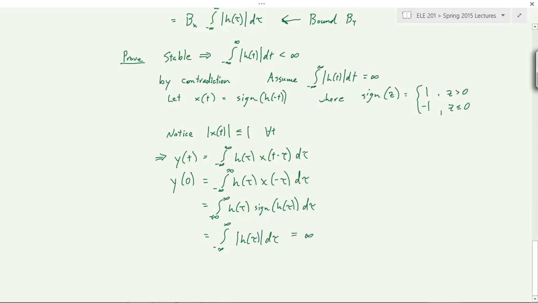Okay, so there we've given an example of how you can make this thing blow up. It's kind of a very instructive example. It says, if you have some h that doesn't sum absolutely, you see how you can get an input signal that collects all of the impulse response coherently at one point and makes it have a very big output.